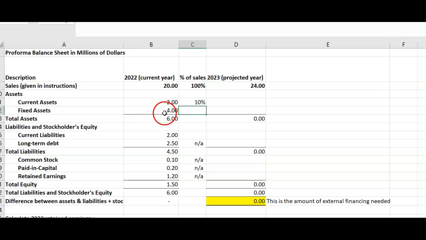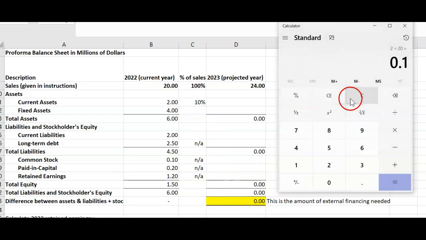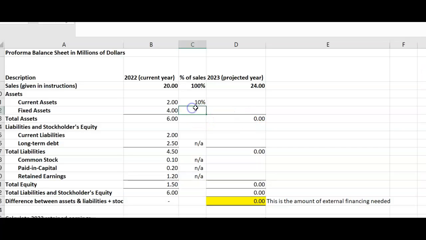Fixed assets, we're going to set our fixed assets as a percentage of sales. So we're going to take this 4 million and divide by 20 million. So that's where we got our 20% from. And then our current liabilities, that's 2 million. So 2 million divided by our sales of 20 million gets us 10%. So our liabilities are 10% of our sales. We're setting our sales equal to 100%.